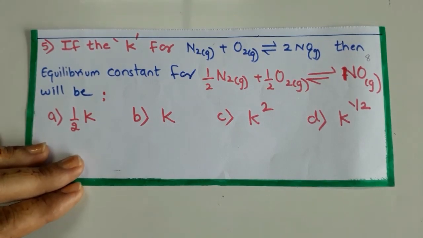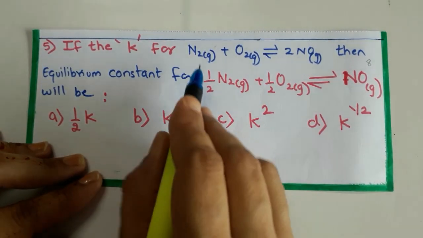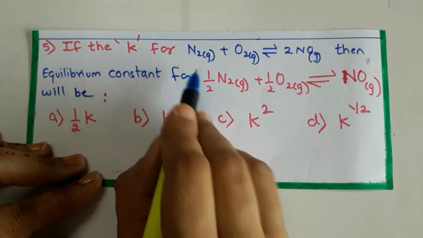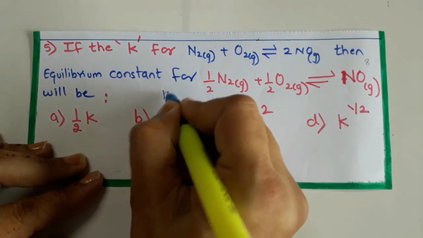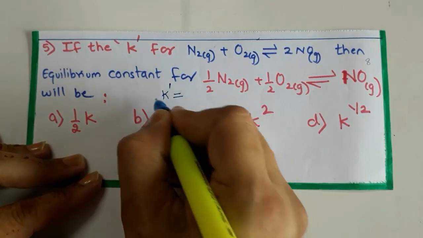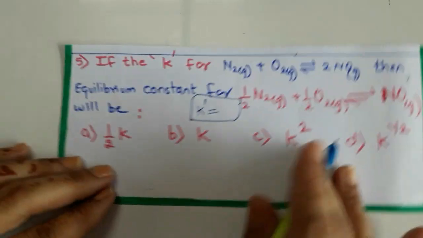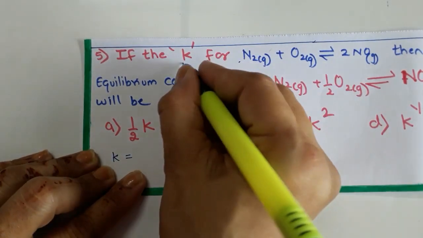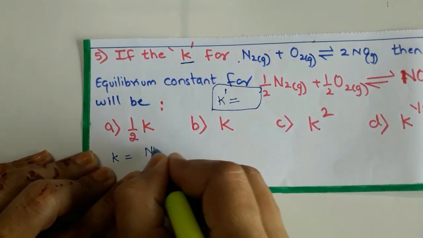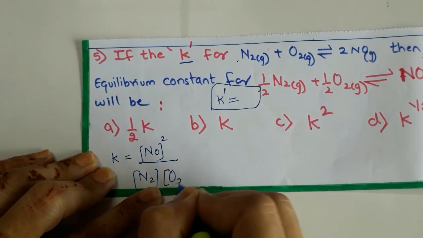Let us solve one question based on this particular concept. K for this particular reaction, if you divide this reaction by 2, then what would be the value of equilibrium constant? Let us say the equilibrium constant value for this reaction is K dash, and they are asking what is the value of K dash. We know that K for this reaction is equal to NO square upon N2 and O2.